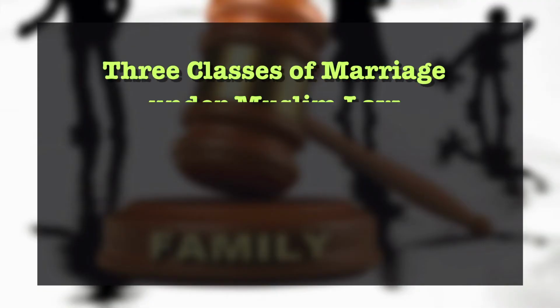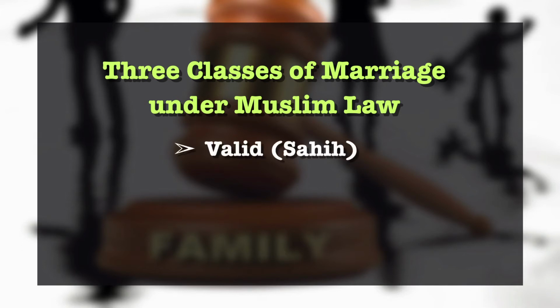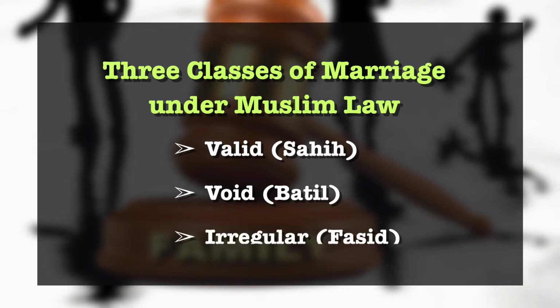Also, marriage with certain persons is allowed and with some others it is disallowed. On the basis of the fulfillment of these requirements, marriage under Muslim law has been classified into 3 classes. 1. Valid, that is Sahih. 2. Void, that is Batil. 3. Irregular, that is Fasid. We will consider each class with legal effects.